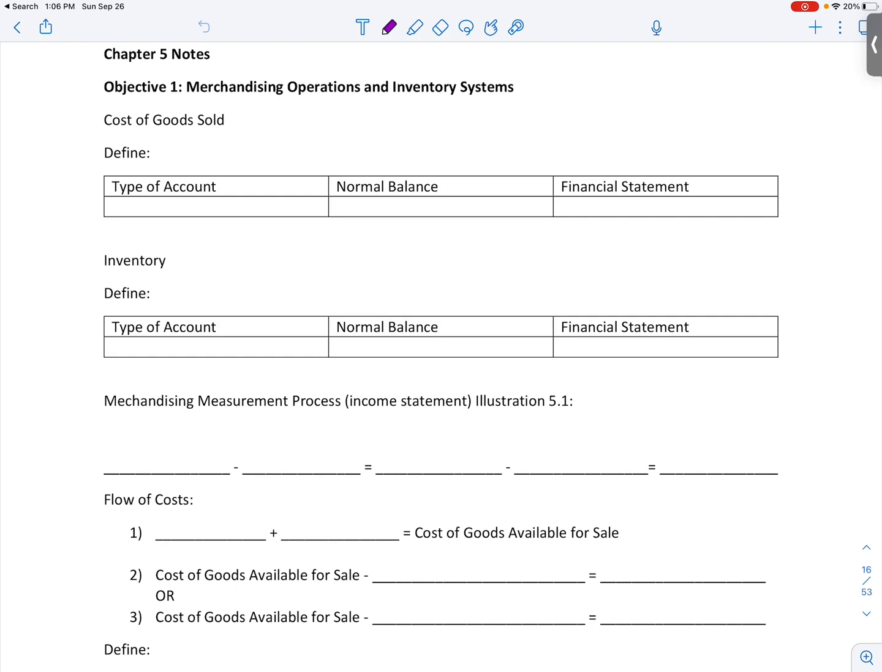To do that, we have to understand the account cost of goods sold. Again, this is an expense type account, so make sure you are aware of that. It would go into your stockholders' equity as an expense account. Therefore, because it is an expense account, that normal balance is a debit and it's going to go on your income statement.